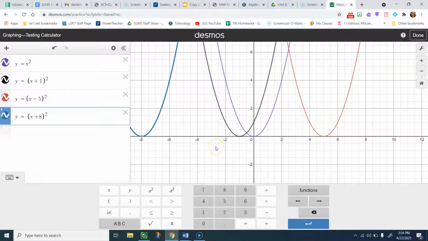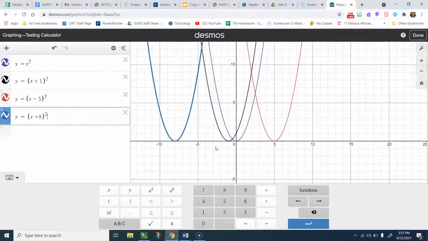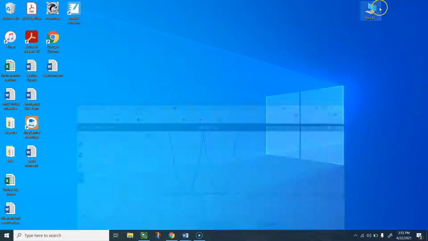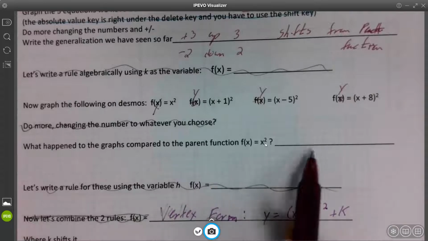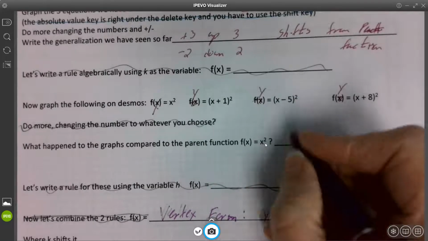Okay, so look at what happened with those. What would be your generalization? Look at what's going on. Okay, so my parent function is right here. When we had x plus 1, it moved to the left. When we had x minus 5, it moved to the right. When we had x plus 8, it moved to the left. So if we go back to our generalizations, what happened to the graph compared to the parent function? It shifts left and right.